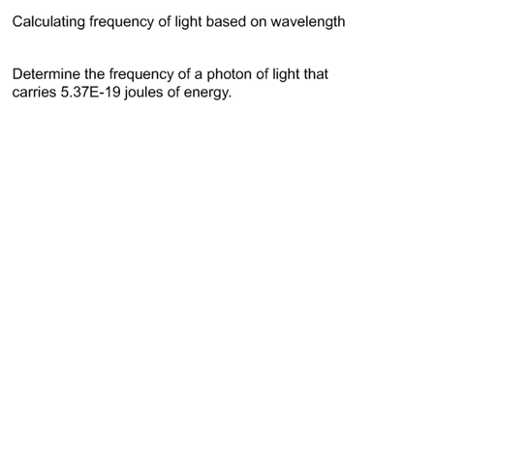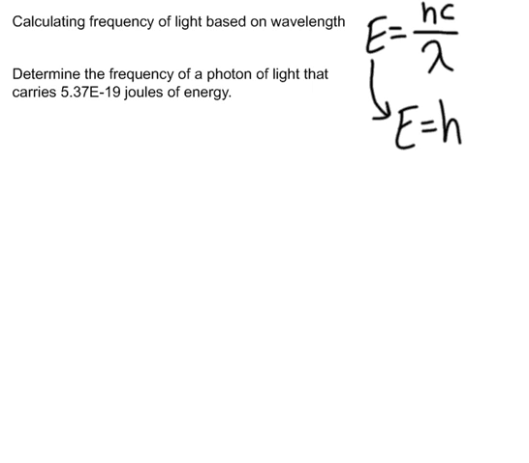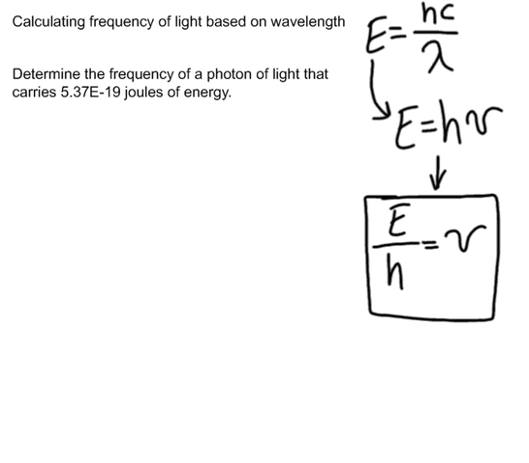Well, once we've determined that energy, right, so energy is equal to Planck's constant times the speed of light divided by lambda, or wavelength. Well, once we've determined what the energy is, we can actually plug it into another equation, E equals Planck's constant times frequency. And from that, we can derive this equation, which is energy divided by Planck's constant is going to equal frequency. And this is the equation that we are going to focus on today.